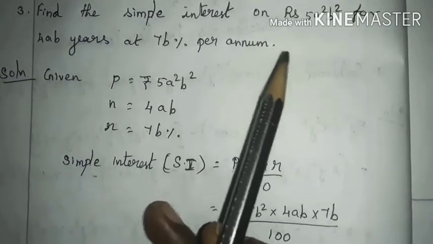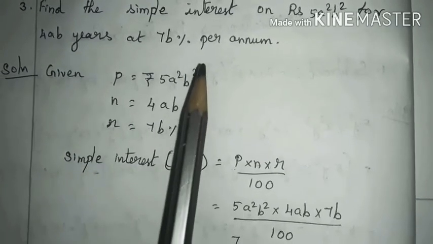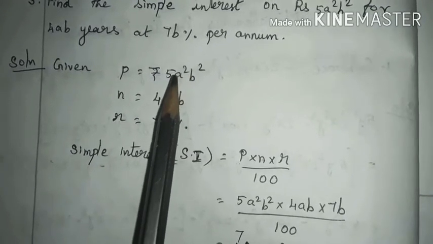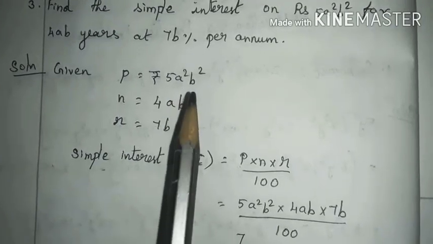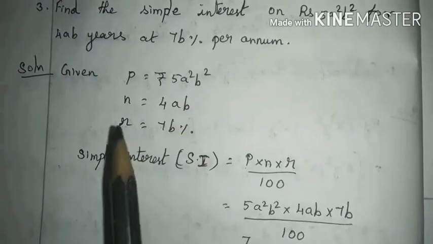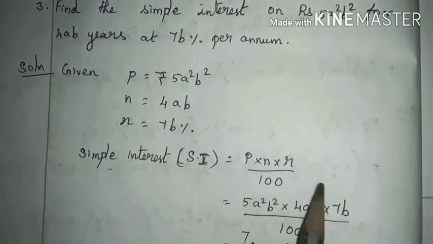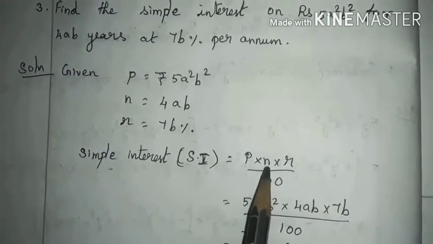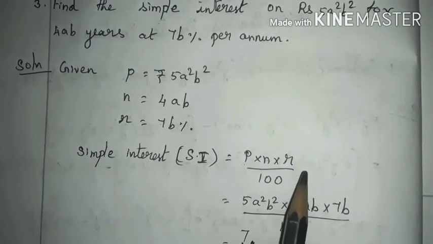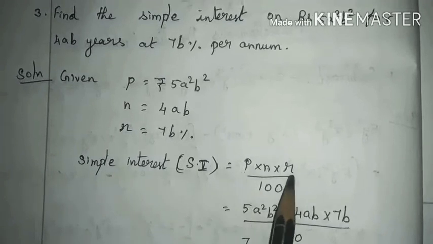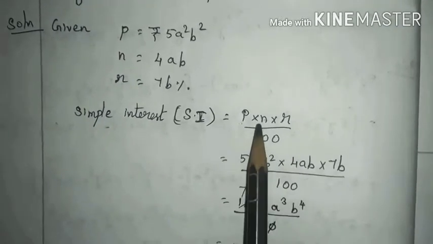Here they had given the principal, number of years and the rate of interest. You have to find out the simple interest. We know that the simple interest can be found out by the formula P into N into R by 100, where P is the principal, N is the number of years and R is the rate of interest. After writing the formula, you have to substitute for P, N and R.